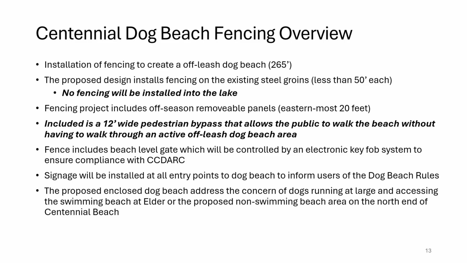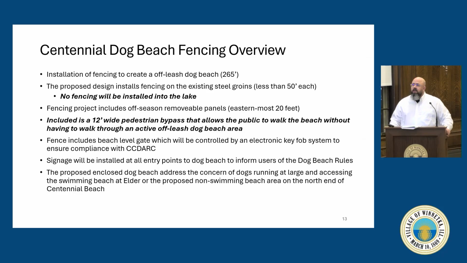And as Ann already pointed out in part of our conversation, the easternmost 20 feet of fencing is going to be removable, where during the winter months, when it would primarily get the most damage from ice mounding and winter storm events and so forth, that will be removed for that off season to prevent that damage and to help with some of the concerns we heard around safety. The inclusion of the bypass we've already noted, and then of course the electronic key fob system.